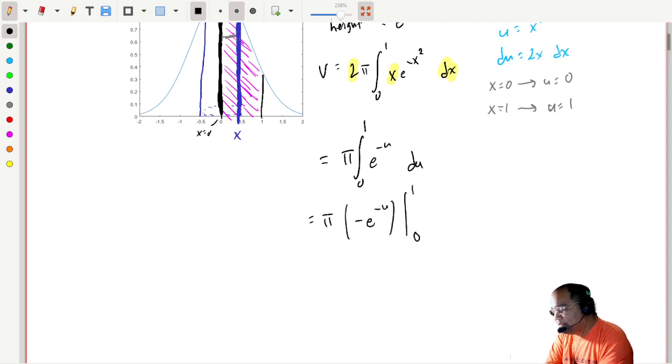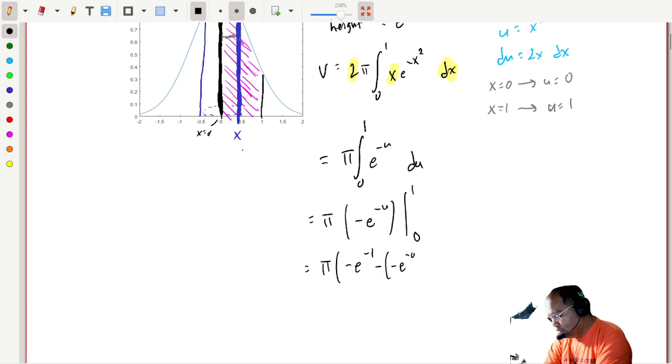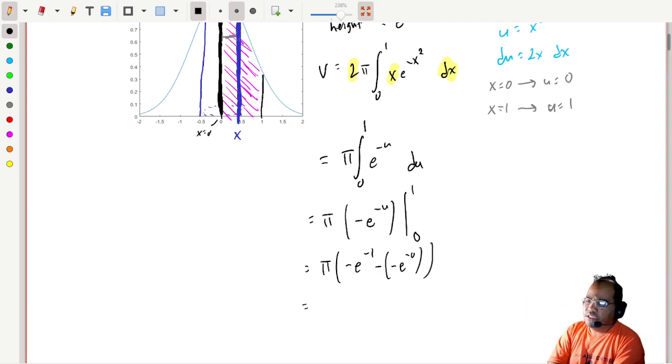Now we evaluate that between 1 and 0. And now we just go ahead and plug in minus e to the minus 1. And then negative, let's just be careful there. Negative e to the 0. And if we tidy this up, well, e to the 0 is 1. Negative, negative is a plus.